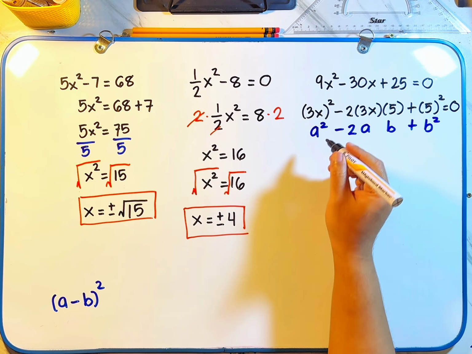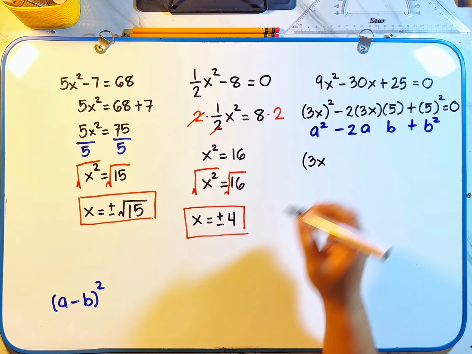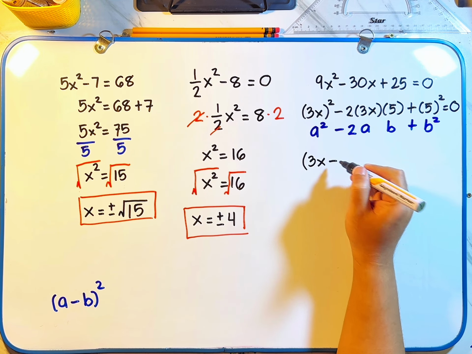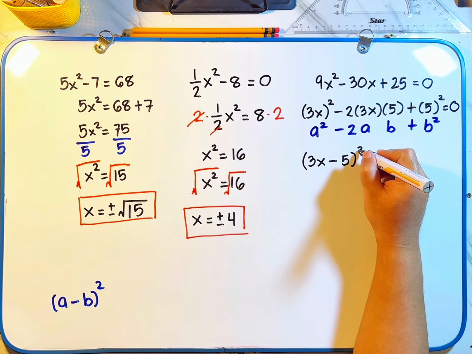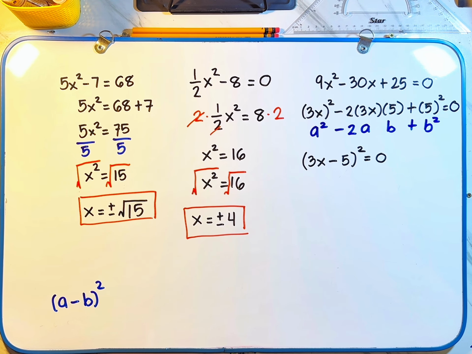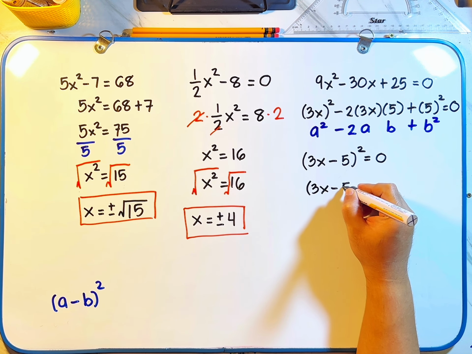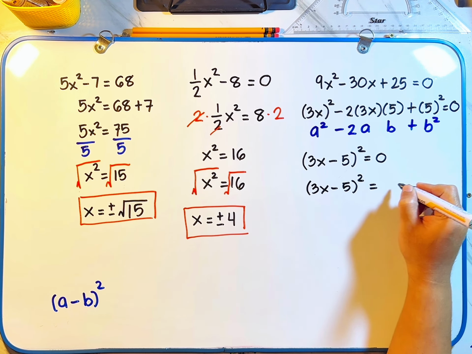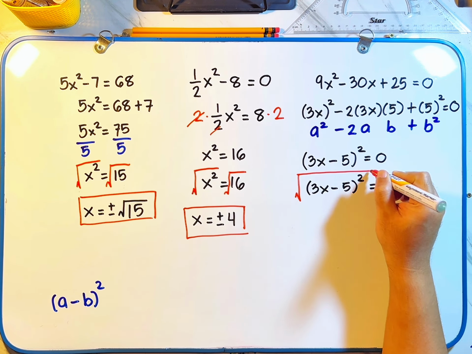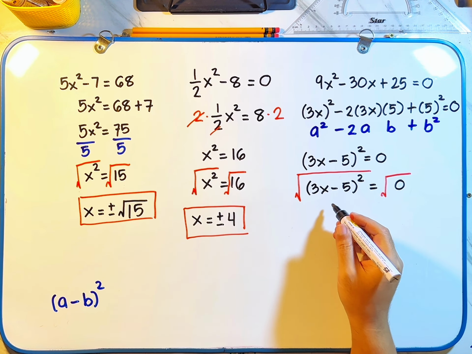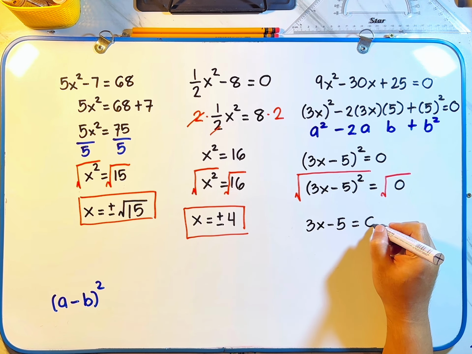All right, now let us factor. Our a is 3x, and then minus b, our b is 5, and then squared equals 0. So what should we do? Let me copy. (3x minus 5) squared is equal to 0. Let's take the square root of both sides. This becomes 3x minus 5 is equal to the square root of 0, which is 0.